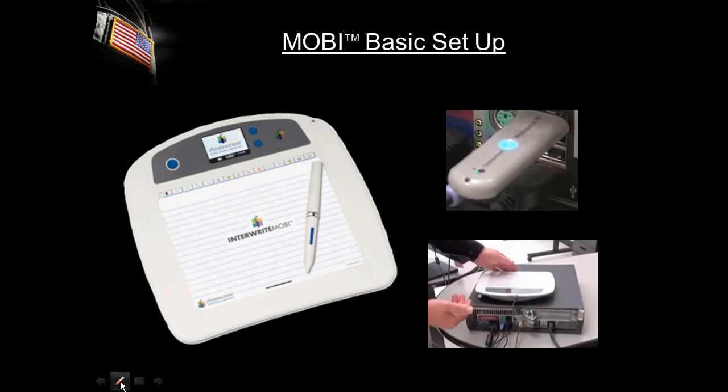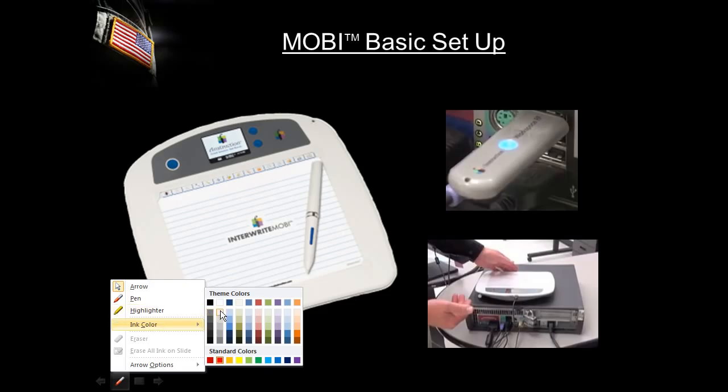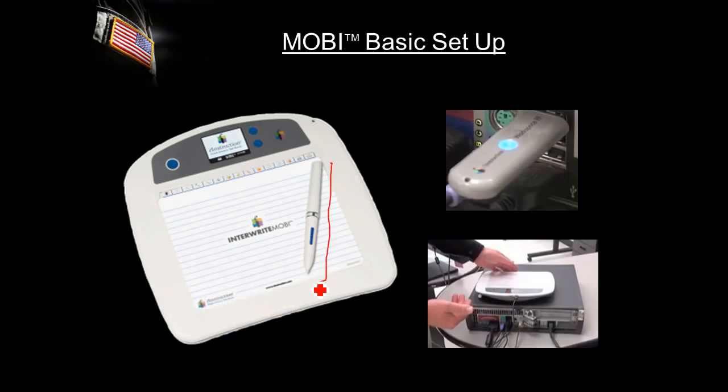And down here in the bottom left, you have a little pen icon. If you hover over it, you can see it's kind of grayed out there, but when I hover over it and tap with my pen, it opens up these different tools. So I have a pen, I have a highlighter, I can change my ink color. For example, I'll just choose red as my color, and I can annotate on the screen.